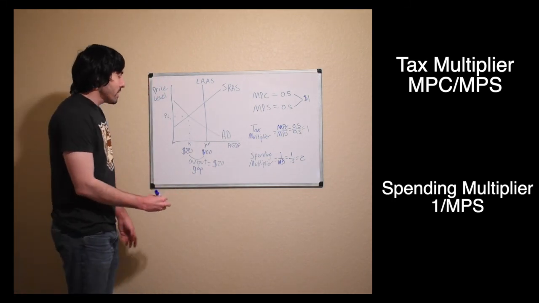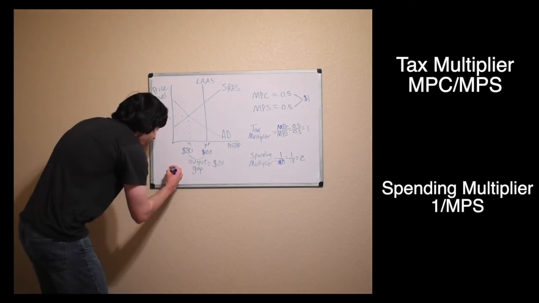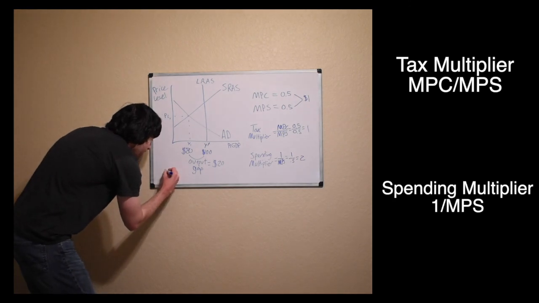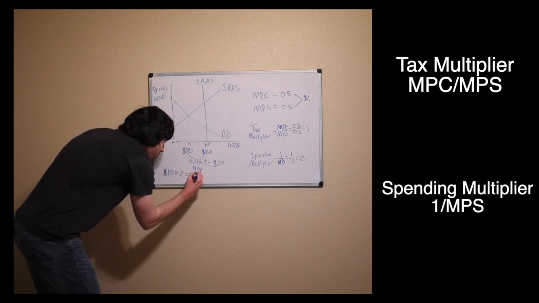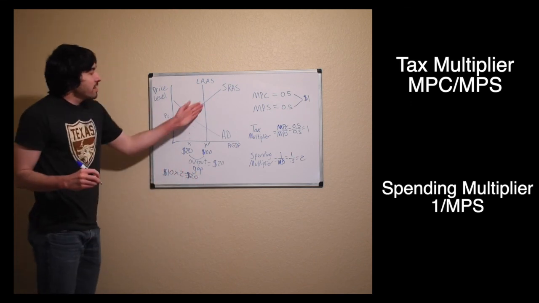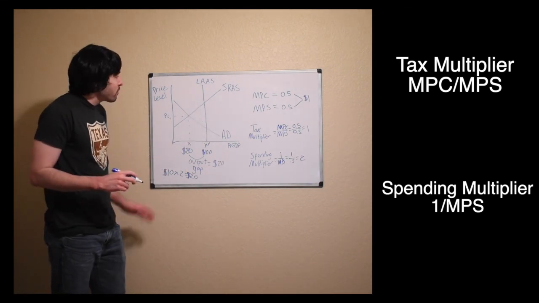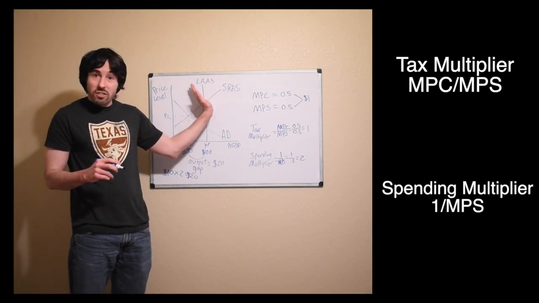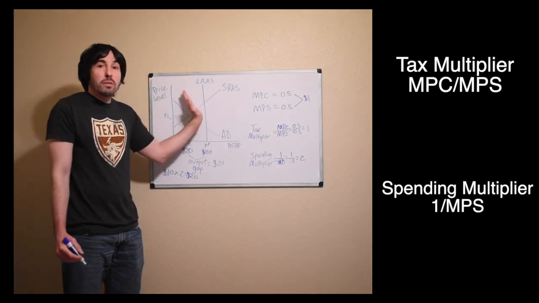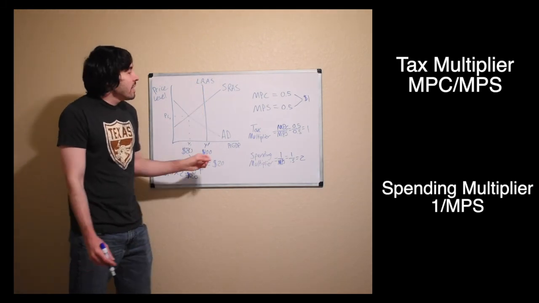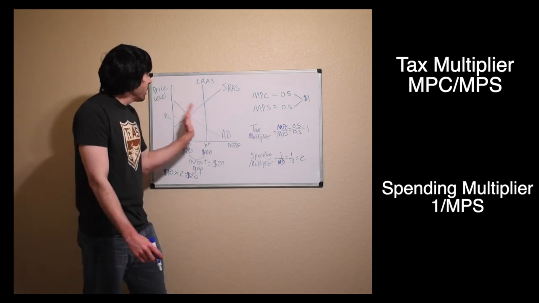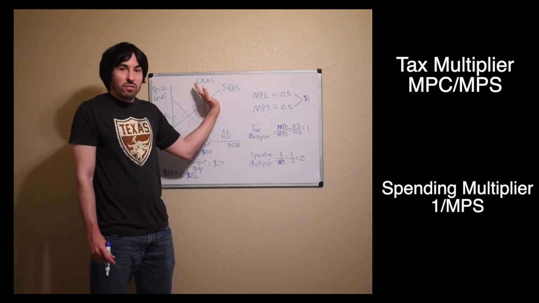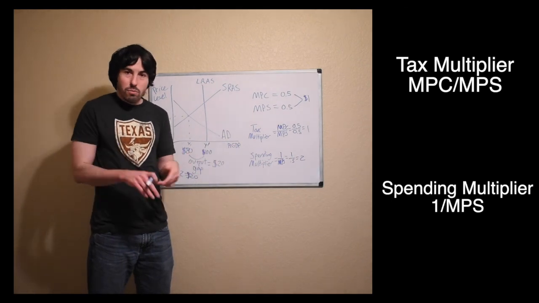So if we wanted to close this output gap, we would need to increase spending by $10, because $10 times 2 will equal the $20 that we need to fill in for this output gap. If we increase government spending by $10, a $20 increase in GDP is what we're going to get. If we cut taxes by $20, because our multiplier is only 1, we will also get a $20 increase in real GDP. So it just depends on what you want to do.